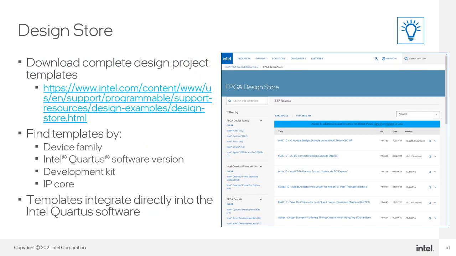To get started even faster with a development kit or a particular IP core, you can download complete project templates from the Intel Design Store. The Design Store is constantly updated with new designs that work right out of the box for selected development kits, device families, IP cores, and versions of the Intel Quartus Prime software. Unlike the design examples mentioned earlier, Design Store templates integrate directly with a particular version of the Intel Quartus Prime software, usually requiring only a compilation to start running the design on a board.